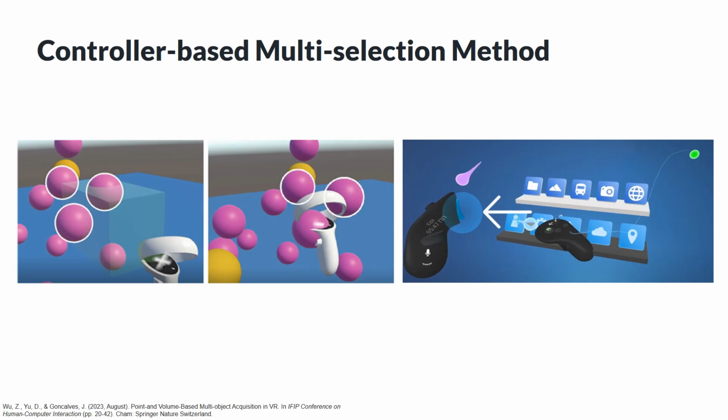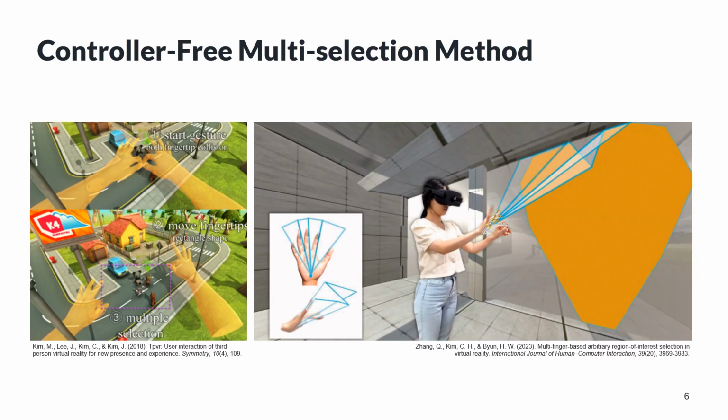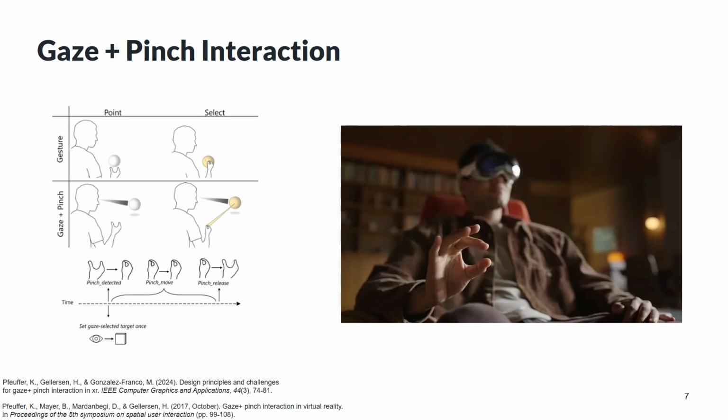In the previous works and applications, they utilized button inputs or direct touch with controllers to perform multi-selection. In the controller-free context, they utilize various hand gestures for making a volumetric area for selecting multiple targets. However, in recent XR HMDs with gaze and pinch as a primary controller-free interaction technique, it is still open how multi-selection could be supported in this context.